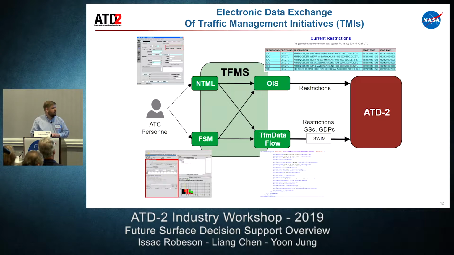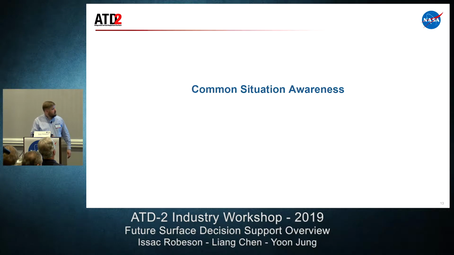ATD2 is picking that data up from a couple of different sources. We're getting that from OIS, so we're scraping the OIS page. We're also using the SWIM TFM data flow, which has the restrictions in it, and ground stops, GDPs, that type of information. We get the edicts as well. So ATD2 is trying to transform the NAS through electronic data exchange of traffic management initiatives, which cuts down a lot on verbal communications. So that's it for the electronic data exchange portion.